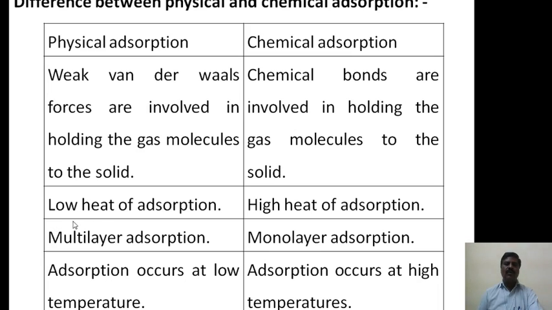In physical adsorption, low heat of adsorption takes place, but in chemical adsorption, high heat of adsorption takes place. Physical adsorption is multi-layer adsorption, but chemical adsorption is mono-layer adsorption. Physical adsorption occurs at low temperature, whereas chemical adsorption occurs at high temperature. These are a few differences between physical and chemical adsorption.